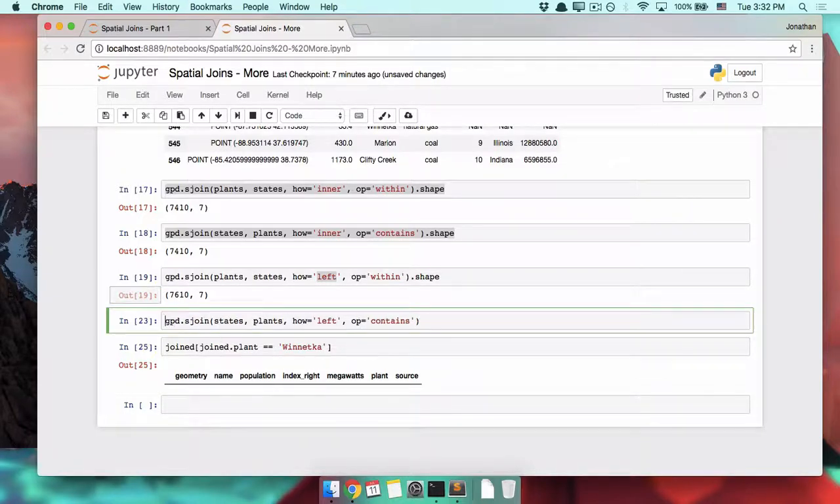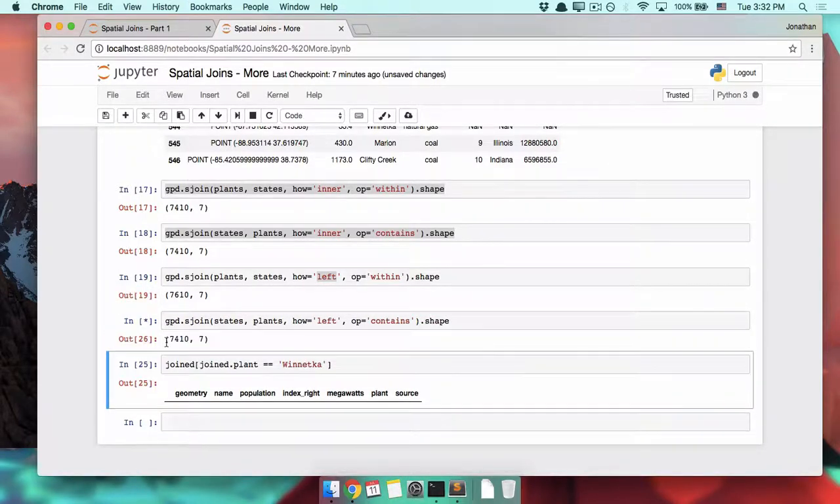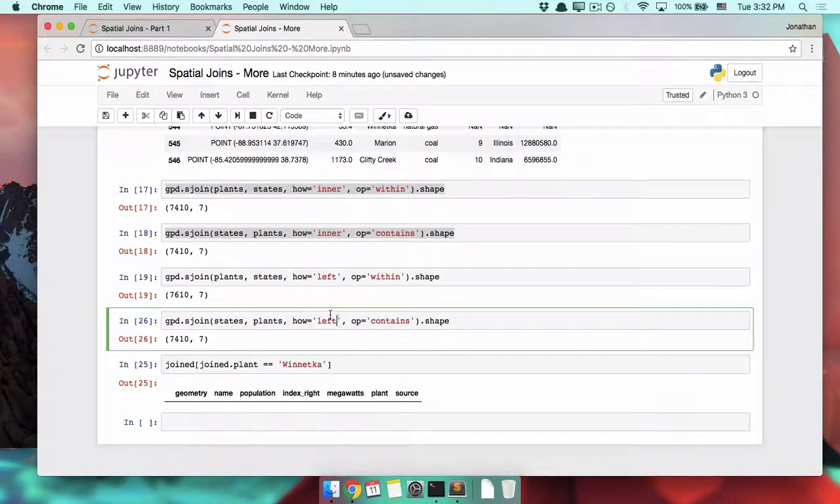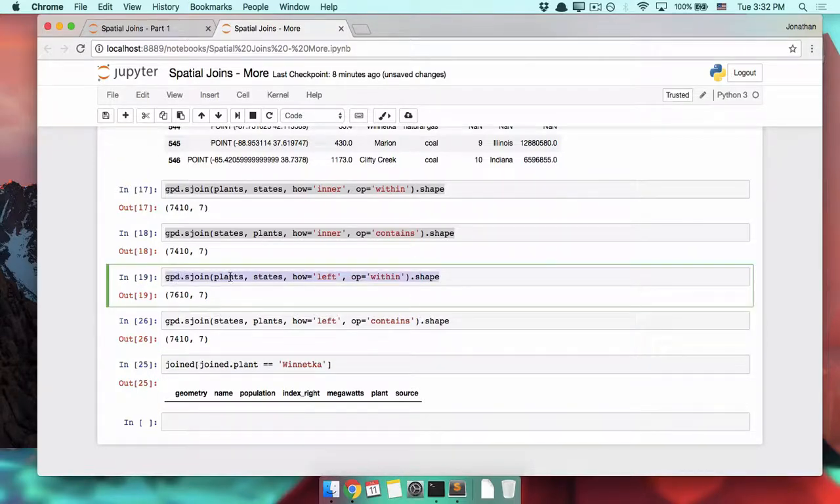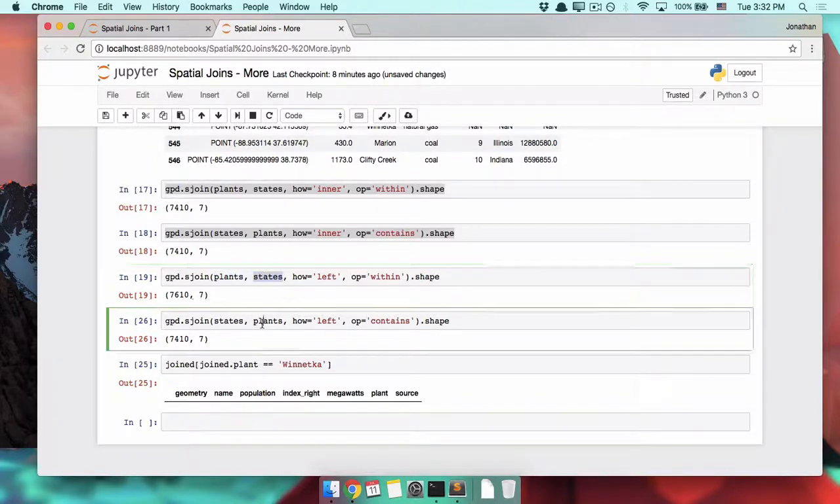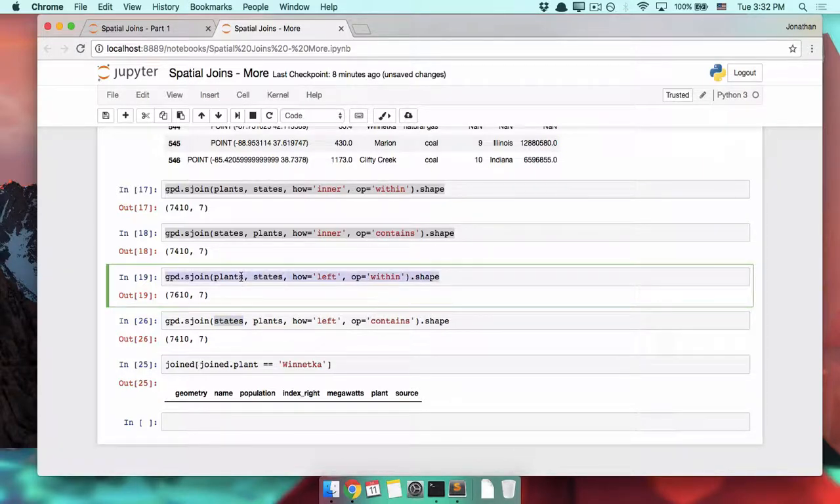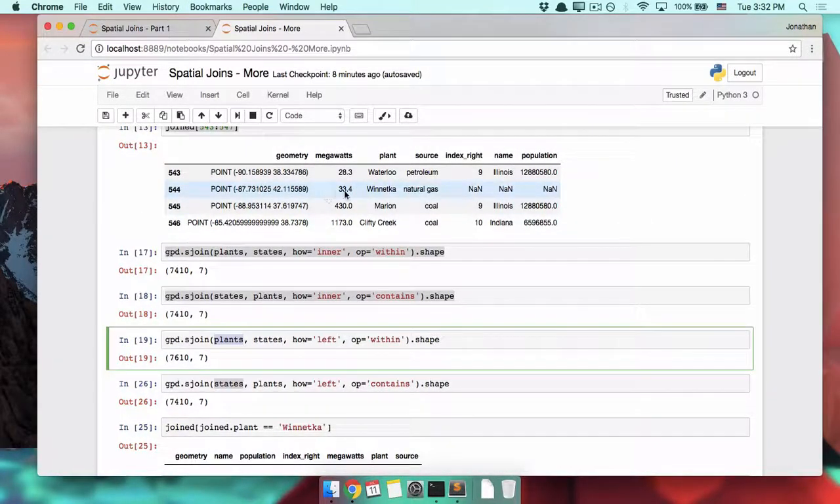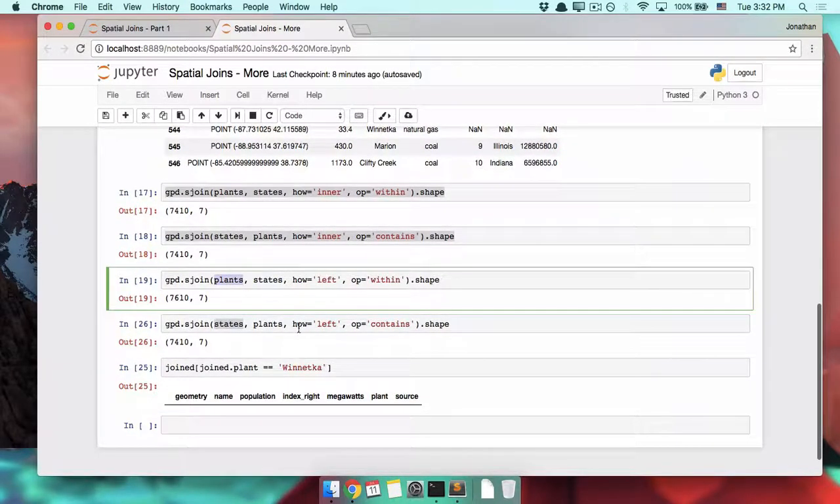So when you did this left join, these end up being different. This right here says, give me every single plant attached to a state. This is saying the same thing. Give me plants attached to states. But this one says, we're joining on the left. So if there are any plants that do not have states, we want to keep them. We want to keep Winnetka. We want to say, I know you didn't find a state, but we're going to keep you anyway.